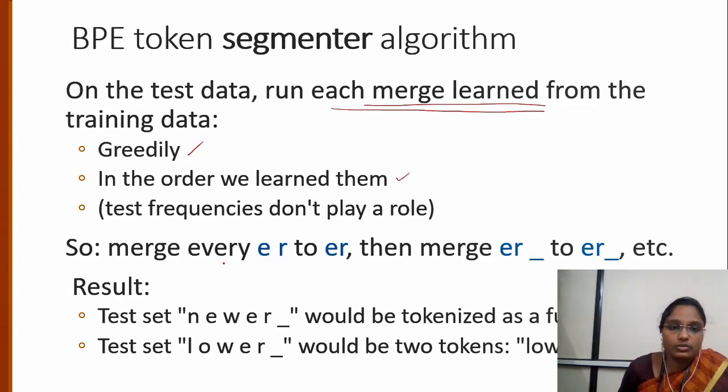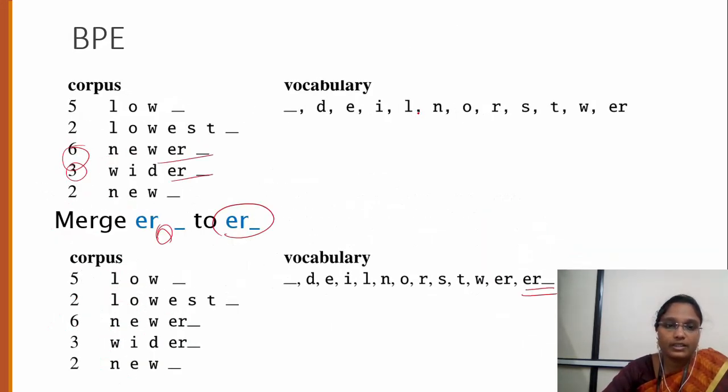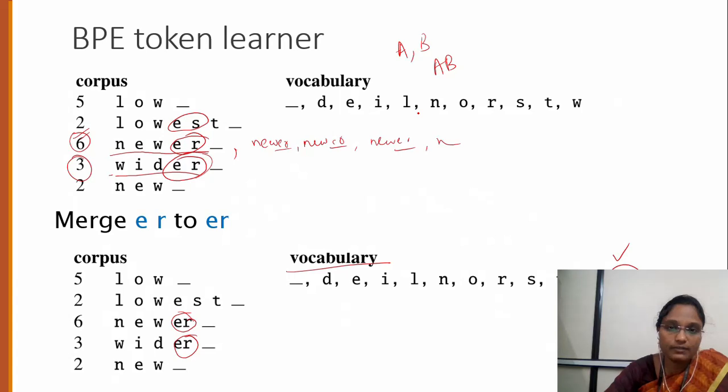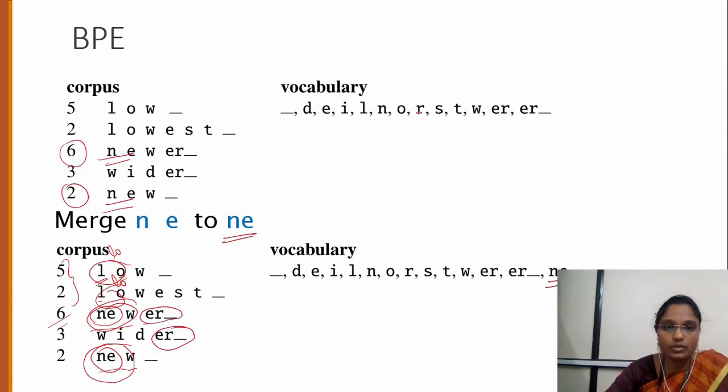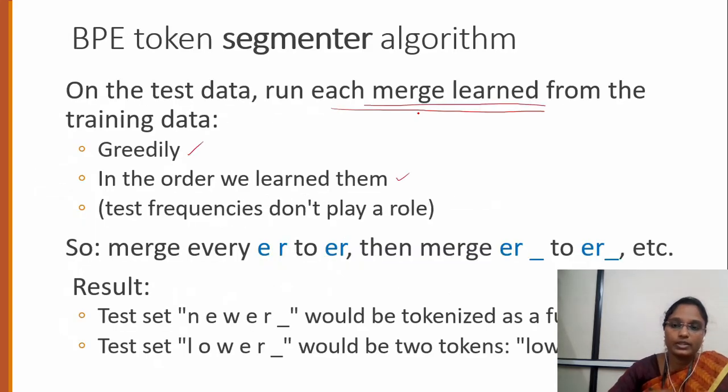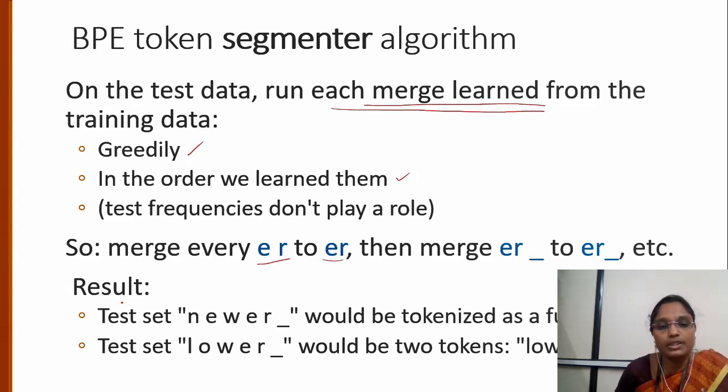And so here in the test data, the number of times it occurs frequently doesn't play any role. What we have learned from the training data, in the order in which it is merged, matters, because as we have seen, first initially we merged ER together, then ER underscore, then we have gone for NE. So we have gone into a particular order. So now this merge order, what we have done in the training data, is going to be applied to the test set.